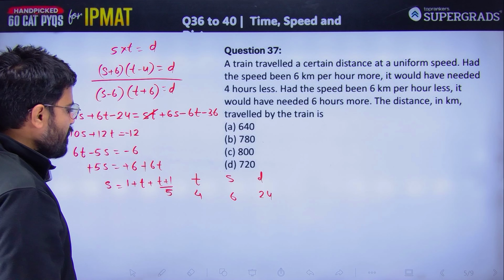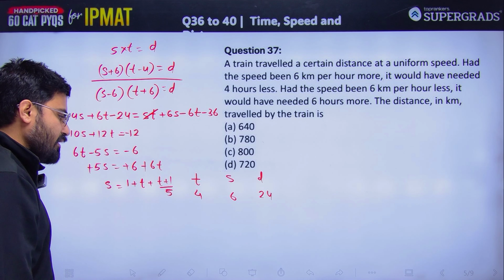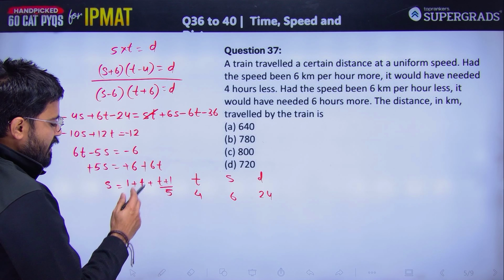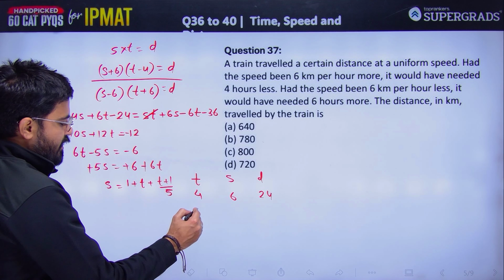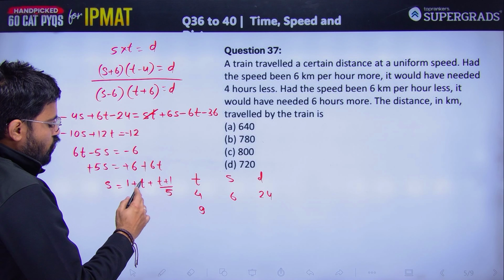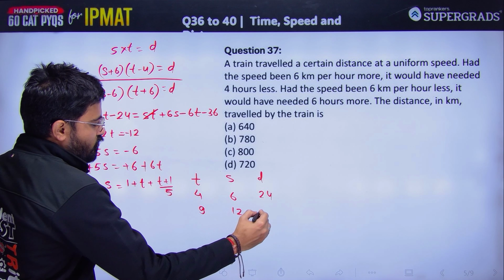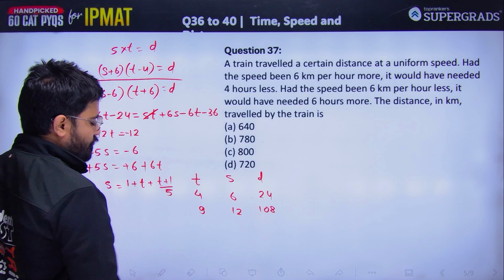Because we have only one equation, so we have to do it by trial and error. Next, now what should I keep t? So t should be 9. 9 plus 1 10, तो ये हो जाएगा 2. 2 plus 9 is 11. 11 plus 1 is 12. 9 into 12 is 108.